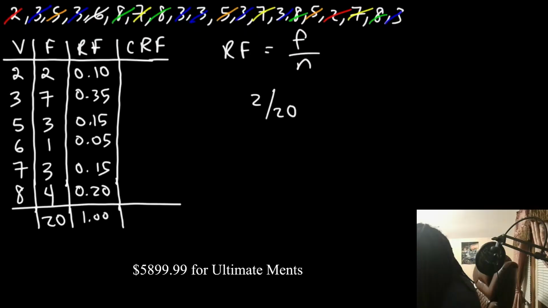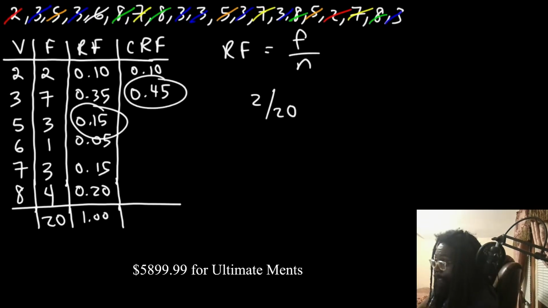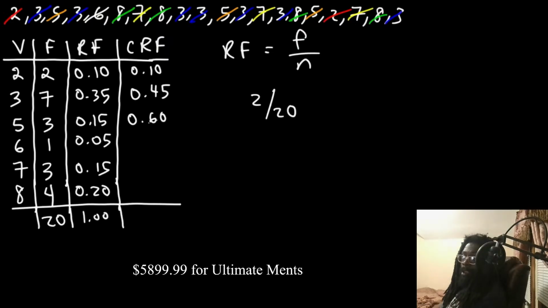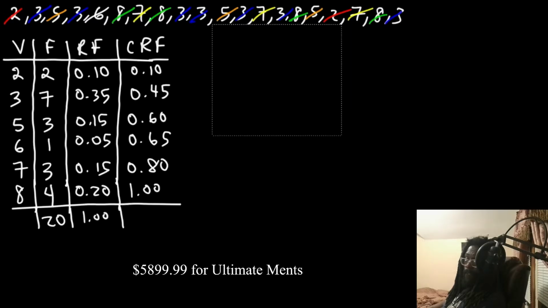And next we have the cumulative relative frequency. So we're going to start with 0.10, and then we're going to add these two numbers. 0.10 plus 0.35 is 0.45. Now 0.45 plus 0.15, that's 0.60. And then if we add 0.60 and 0.05, that's going to be 0.65. And then add in those two numbers, that's going to give us 0.80. And then 0.80 plus 0.20 will give us 1. So that's how you can complete the cumulative relative frequency table given a data set.